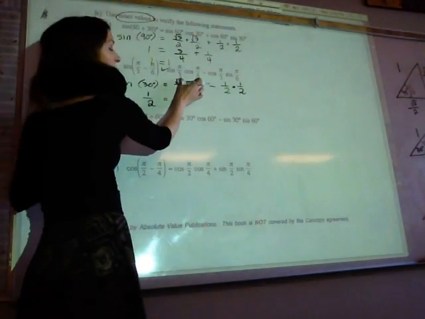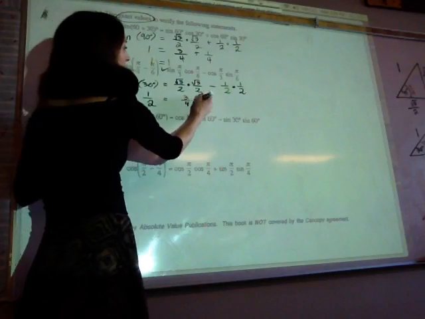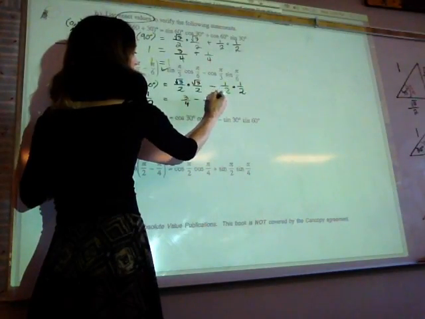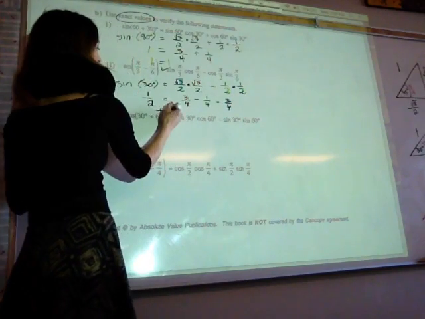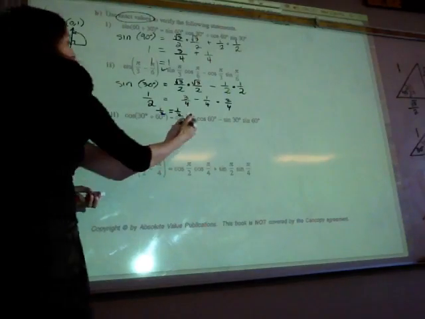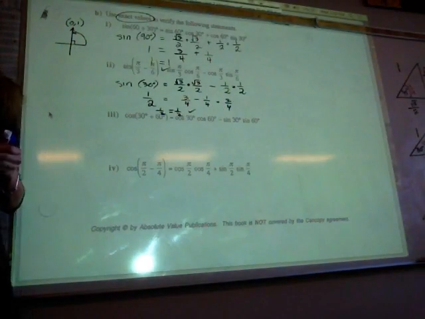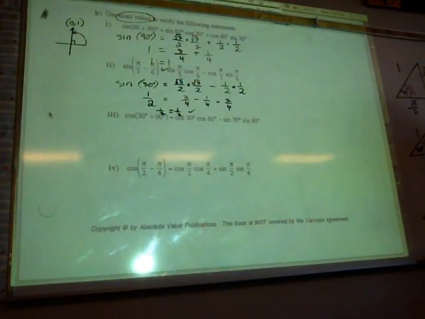So we have √3 times √3 is 3/4. Subtract 1/4. That gives us 2/4, which is 1/2. So 1/2 equals 1/2. Left-hand side equals right-hand side, so we've proven the identity. So this is the difference identity for sine. Sine A minus B is equal to sine A cos B, subtract cosine A sine B.